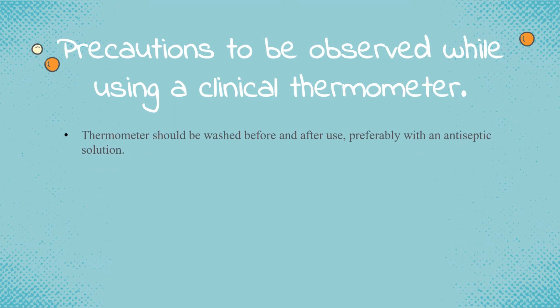A thermometer should be washed before and after use, preferably with an antiseptic solution. An antiseptic solution is something that's going to prevent the growth of disease-causing microorganisms. So basically, the reason you want to use an antiseptic solution to wash a thermometer before and after use is to keep it clean and pure so that no diseases can be contracted from there.